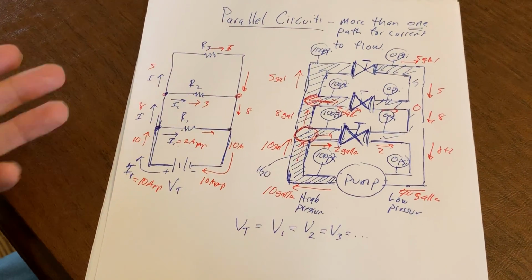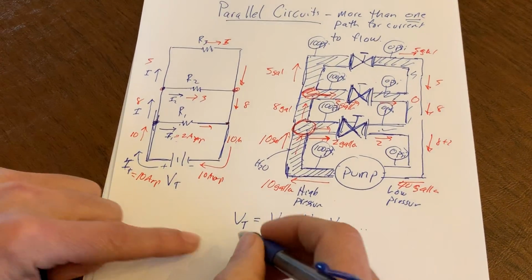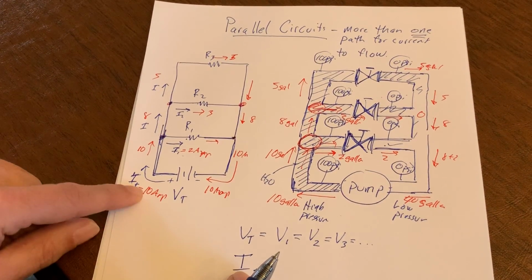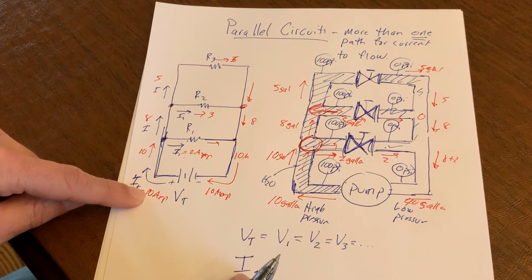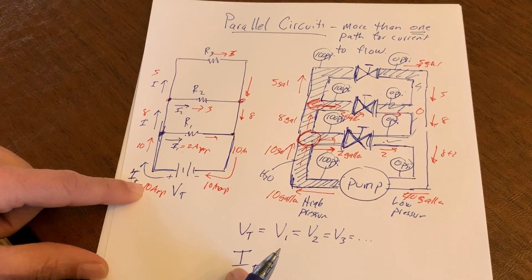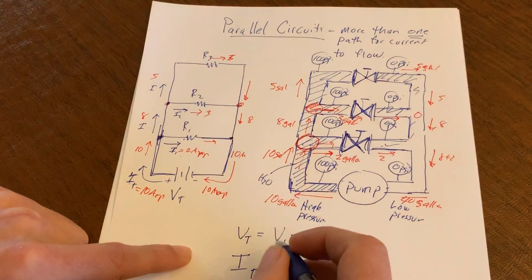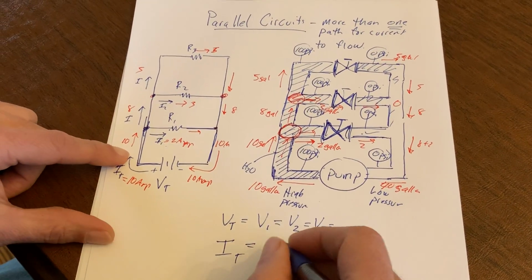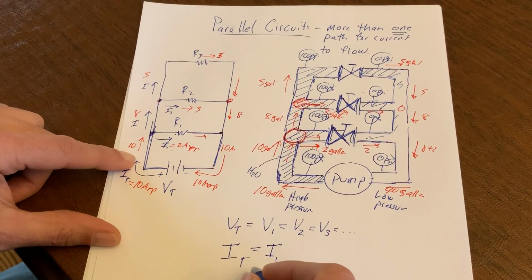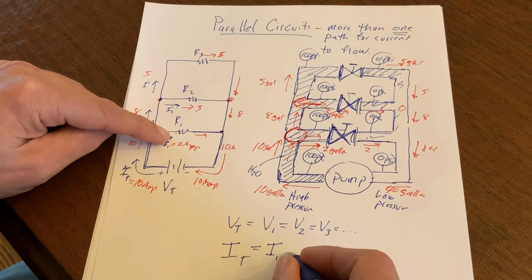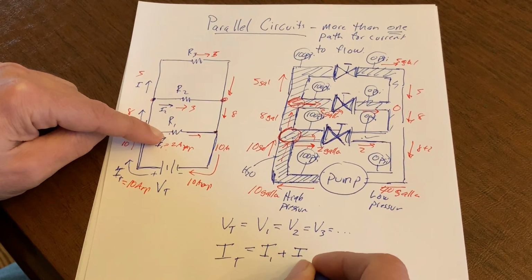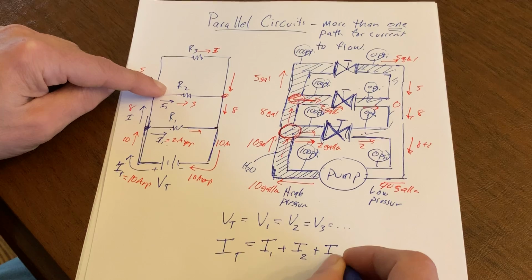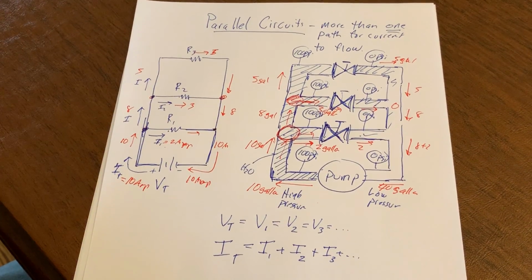So how can I make a relationship for current? How does current behave? Let's talk about the current that comes out of the battery. If I have 10 amps coming out of the battery, how many amps have to come back? 10. So what's my relationship here? The total current that comes out of the battery must be equal to the current through resistor 1 plus the current through resistor 2 plus the current through resistor 3 plus dot, dot, dot.